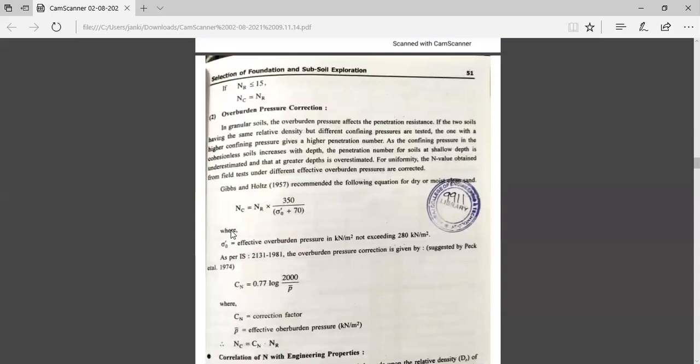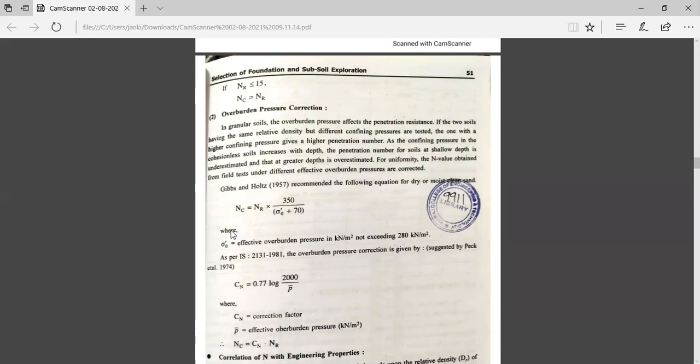Our second one is the overburden pressure correction, right? In granular soils, the overburden pressure affects the penetration resistance. If two soils having the same relative density but different confining pressures are tested, the one with the higher confining pressure gives the higher penetration number. As the confining pressure in cohesionless soils increases with depth, the penetration number for soils at shallow depth is underestimated, and at greater depth is overestimated.